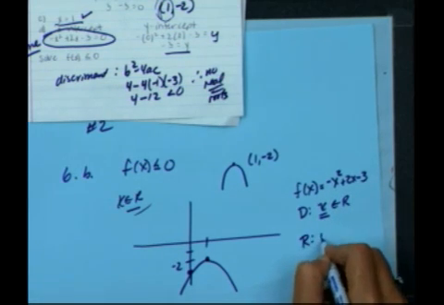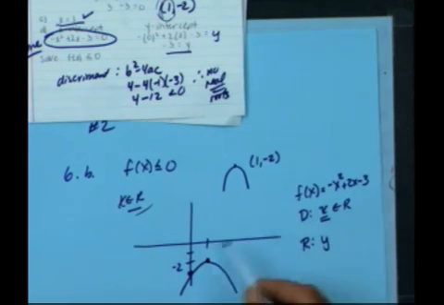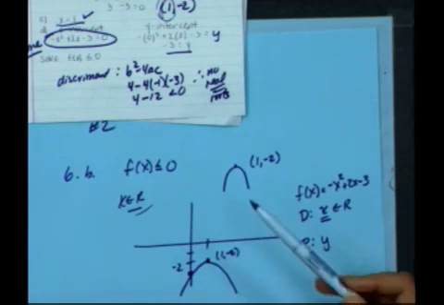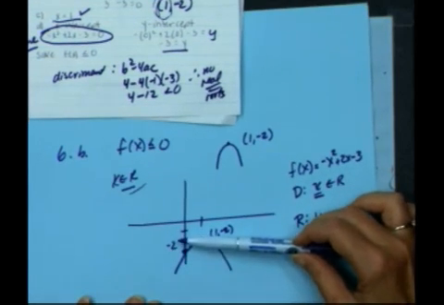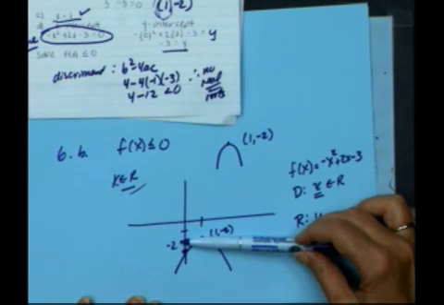The range is looking at your y values. If this point right here is 1, negative 2, what is your biggest y value? Because your curve's going down like this. What's your biggest y value?